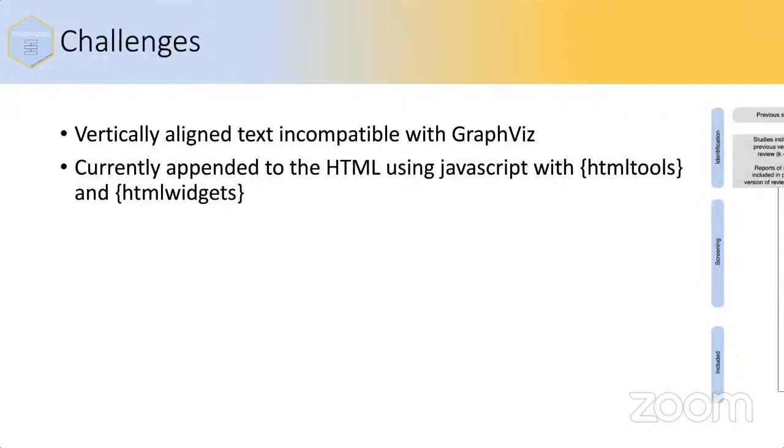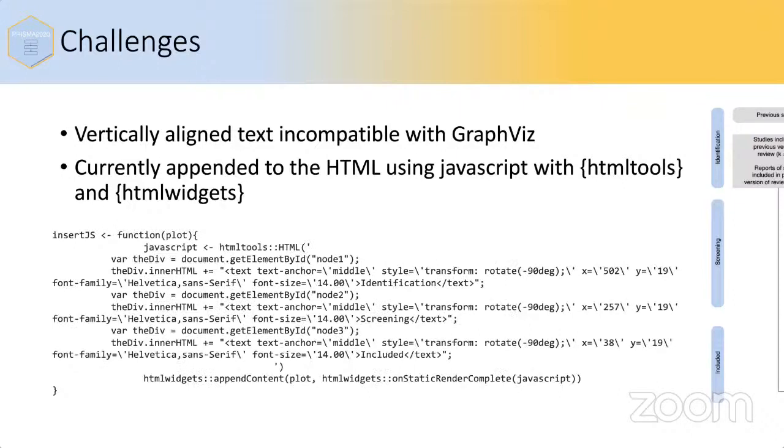Some of the challenges with this are that the vertically aligned text in these blue boxes is incompatible with GraphViz. So what we needed to do was to append that into the HTML using JavaScript, using the package's htmltools and htmlwidgets, and it adds text that is rotated through 90 degrees. And this is the function. I won't go into detail, but there's JavaScript in there. It embeds that JavaScript into the HTML after it's been produced.